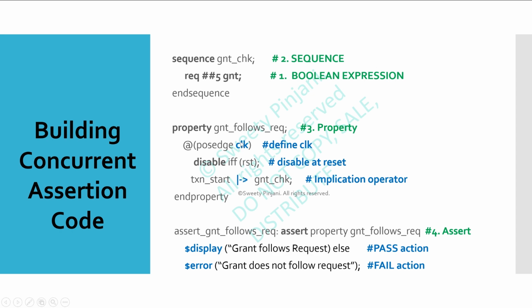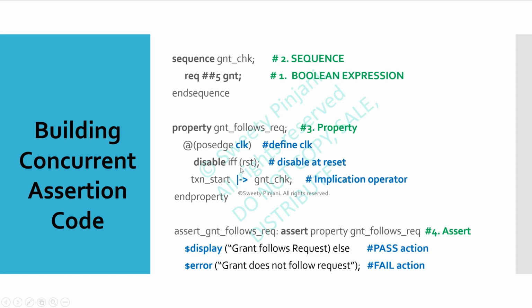There are some other things also which should be there in the property. The first thing is a clocking event or a clock. Why? Because concurrent assertion runs in the temporal domain. It means it does have a relationship with time. How are you going to define that relationship? With the help of the clock or the clocking event.